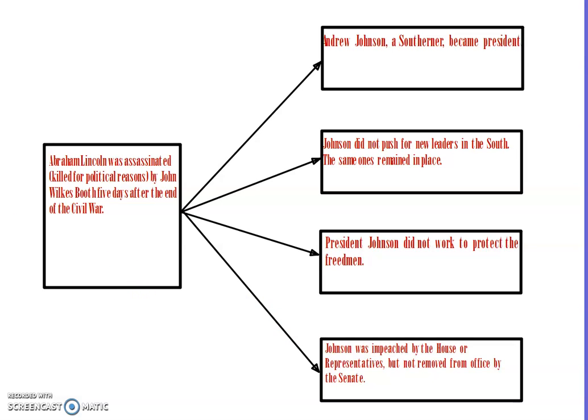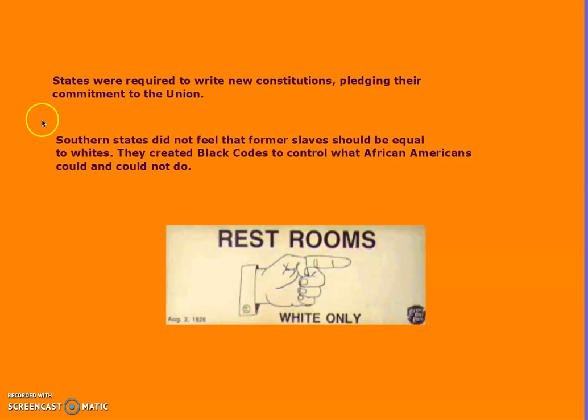So even though he said that Confederate leaders could not hold office, he didn't really enforce it, which is part of the president's job. States were required to write new constitutions pledging their commitment to the Union. Southern states did not feel that former slaves should be equal to whites, so they created black codes to control what African Americans could and could not do.